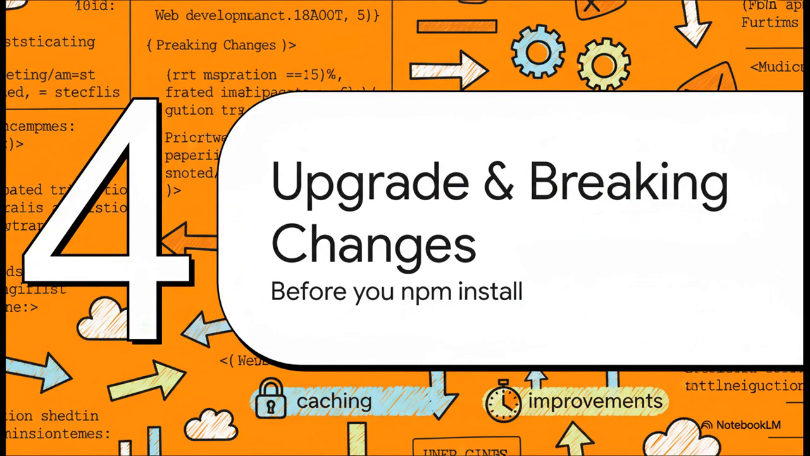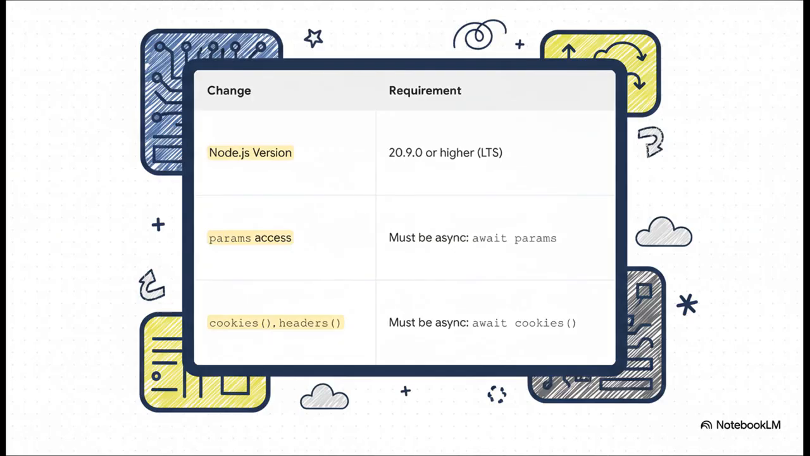Okay, we've talked about all the cool new features. Now for the really practical part. What do you absolutely need to know before you go and run npm install for Next.js 16? There are a few critical breaking changes you gotta be aware of. First, you need to be on Node.js version 20.9.0 or higher. But the biggest one, the one that's probably going to affect your code the most, is that accessing params, cookies, and headers is now asynchronous. That means you have to await them now. This is a pretty fundamental change to how you'll write your server components.